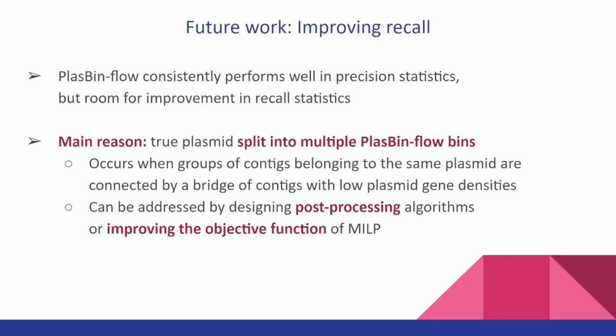Looking at the evaluations, we can see that PlasBin-flow consistently performs well when it comes to precision, but there is definite room for improvement in recall statistics. The main reason behind this is that an actual plasmid might be split into multiple bins that have been output by PlasBin-flow. And this occurs when groups of contigs that ideally should belong to the same plasmid are connected with contigs that have typically low plasmid gene densities, which means PlasBin-flow does not have an incentive to include these two bins in the same solution. This can be addressed by designing appropriate post-processing algorithms, or we can also try to improve the objective function of the MILP itself.